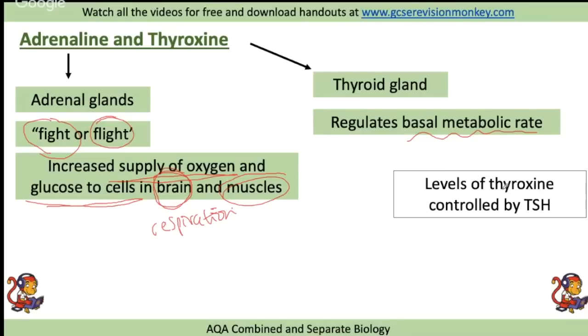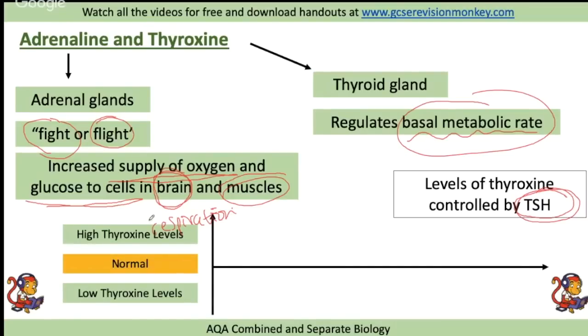And the levels of thyroxine are controlled by TSH, thyroid stimulating hormone. And this hormone can control the levels of thyroxine in your body, because you need to control your basal metabolic rate. And again, you will have a negative feedback cycle.